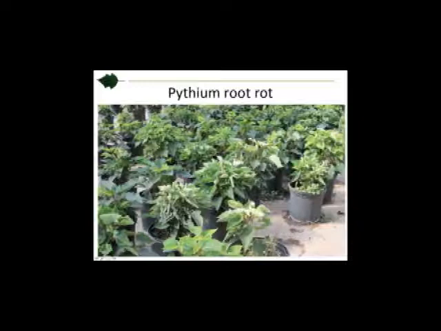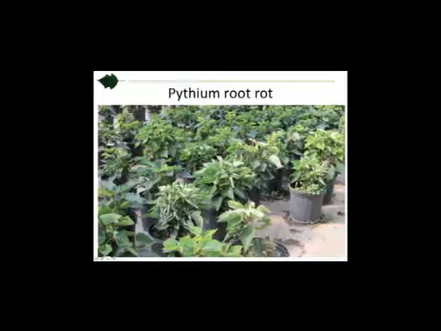I just wanted to show you a few pictures of what Pythium looks like. And again, you can see here, this is just the start of Pythium. You can see the one plant a little bit off to the center where a portion of it is starting to wilt. This is a very common symptomology of Pythium root rot.